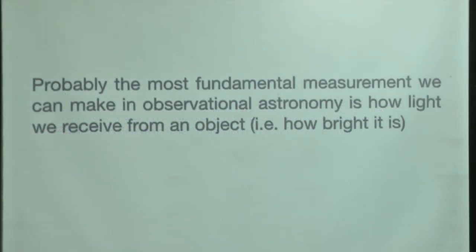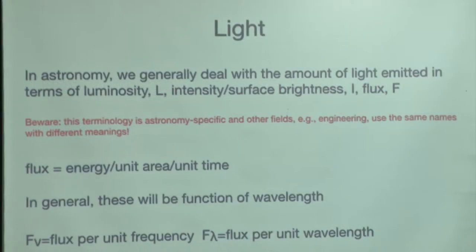So it's probably the most fundamental measurement that we can make in observational astronomy, that is, how we actually measure the light that we are receiving from an object, which means how bright or faint that object is. So that is what we want to do in observational astronomy and in photometry. So just briefly, what the light is. In astronomy, we generally deal with the amount of light emitted in terms of either luminosity or intensity, or if you are having an extended object, in terms of surface brightness or flux.